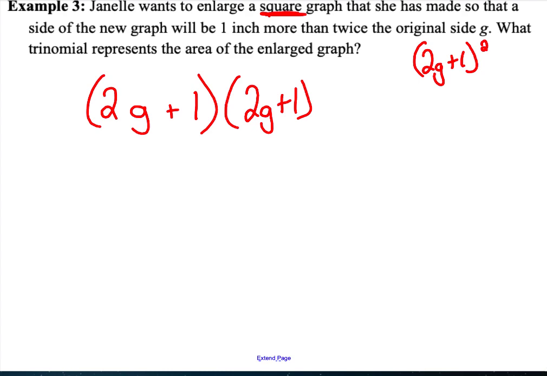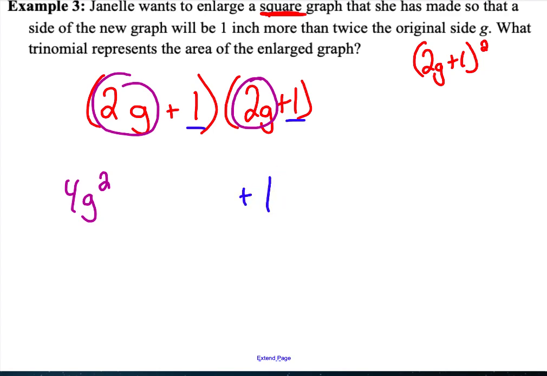So if you remember back to the beginning of the lesson, we're going to square the first term. 2g times 2g is 4g squared. We're going to square the last term. 1 times 1 is 1. And then you remember the middle terms are both going to be the same. 1 times 2g is 2g. 2g times 1 is 2g. So I have plus 4g in the middle. And that's going to be the expression I could use to find the area of that new picture or new graph.